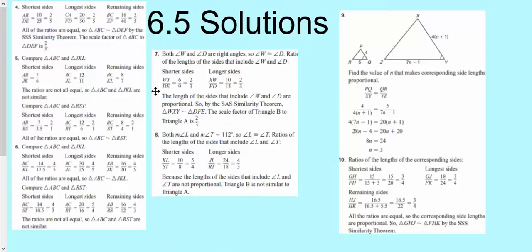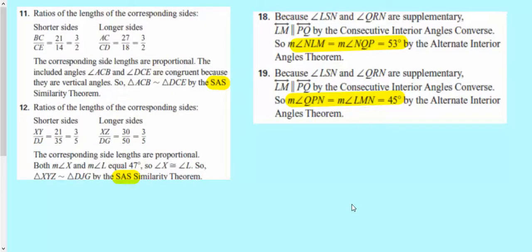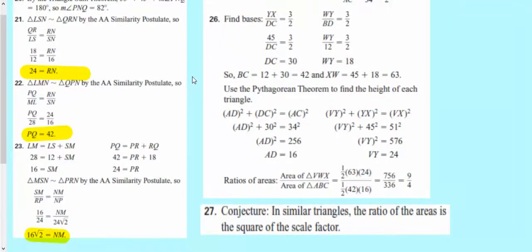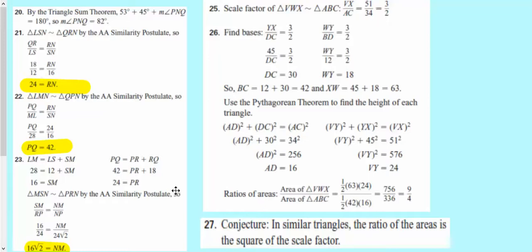There's a lot of answers to go over, so take a look at your 6.5 answers. You can pause the video as needed. I tried to highlight most of the answers here because there's just a lot of words here. Hopefully you reduced your radical for number 23. Number 27 is kind of important.